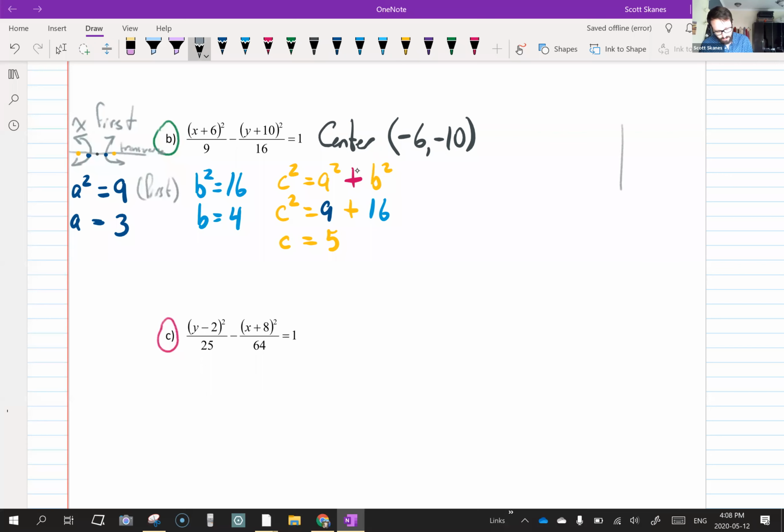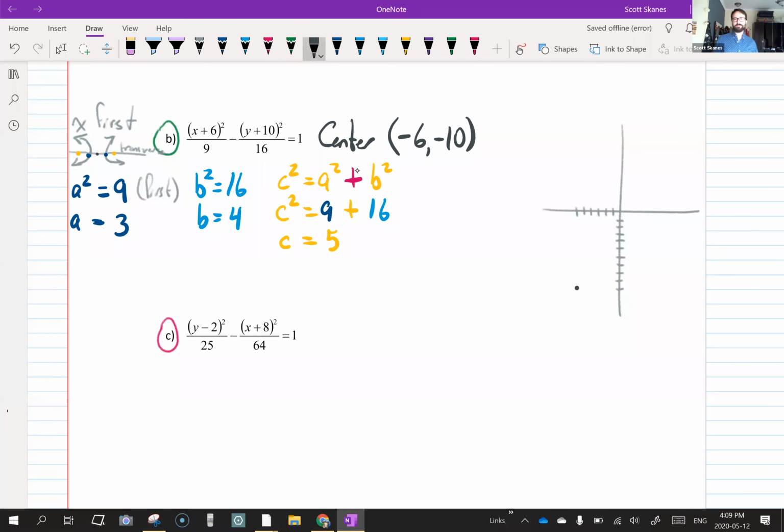I'm going to sketch this. You're welcome, Abdo. And it's a little bit tricky, this one, because it's not asking for a sketch, but I want to sketch it so you know what I'm doing here. So first of all, I'm going to sketch the center. -6, 1, 2, 3, 4, 5, 6, -10. 1, 2, 3, 4, 5, 6, 7, 8, 9, 10. And I'm going to do my best to put the center here.